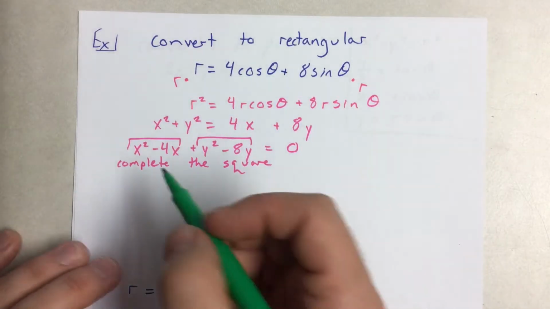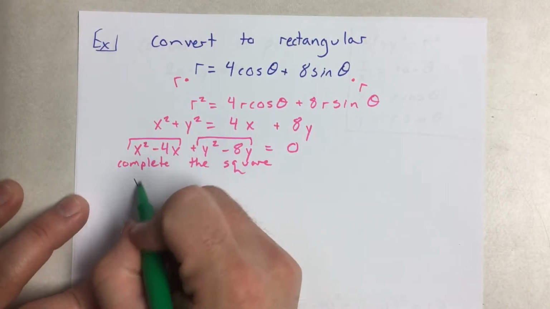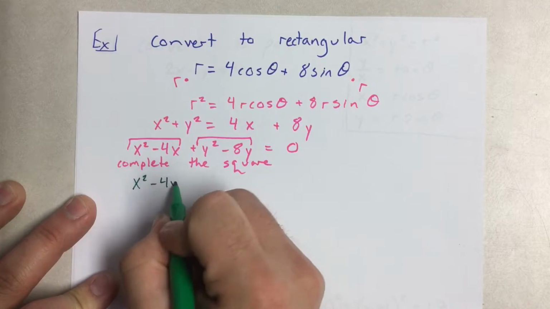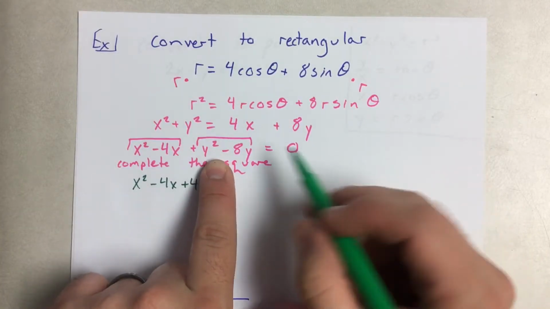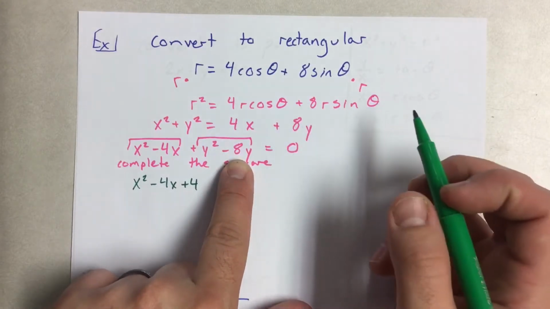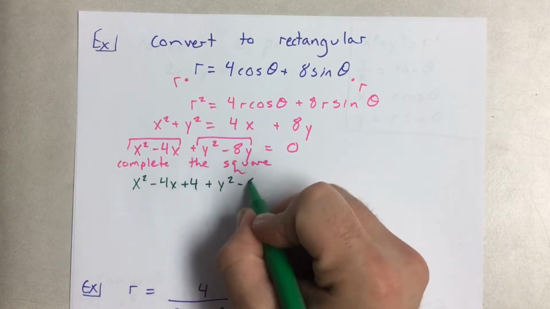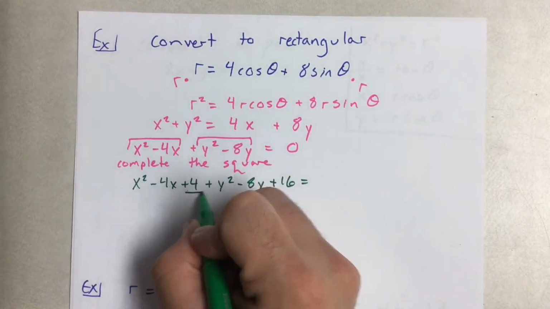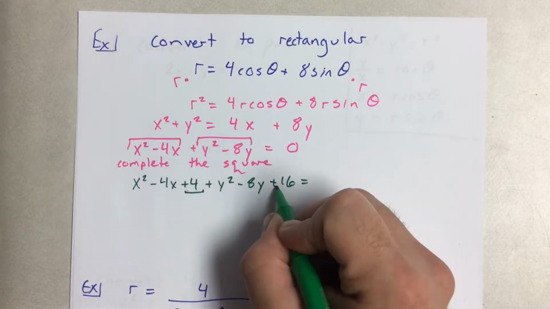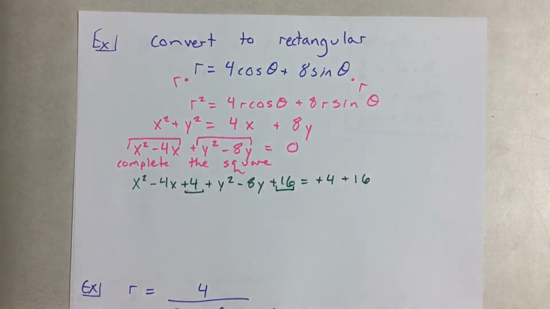But in completing the square, negative 4 divided by 2 is negative 2. Negative 2 squared is 4. So we get x squared minus 4x plus 4. We completed that square. And then negative 8 divided by 2 is negative 4. Negative 4 squared is 16. Okay. So since I placed in 2 new terms, I have to place them on the other side as well. Okay, so we have that.